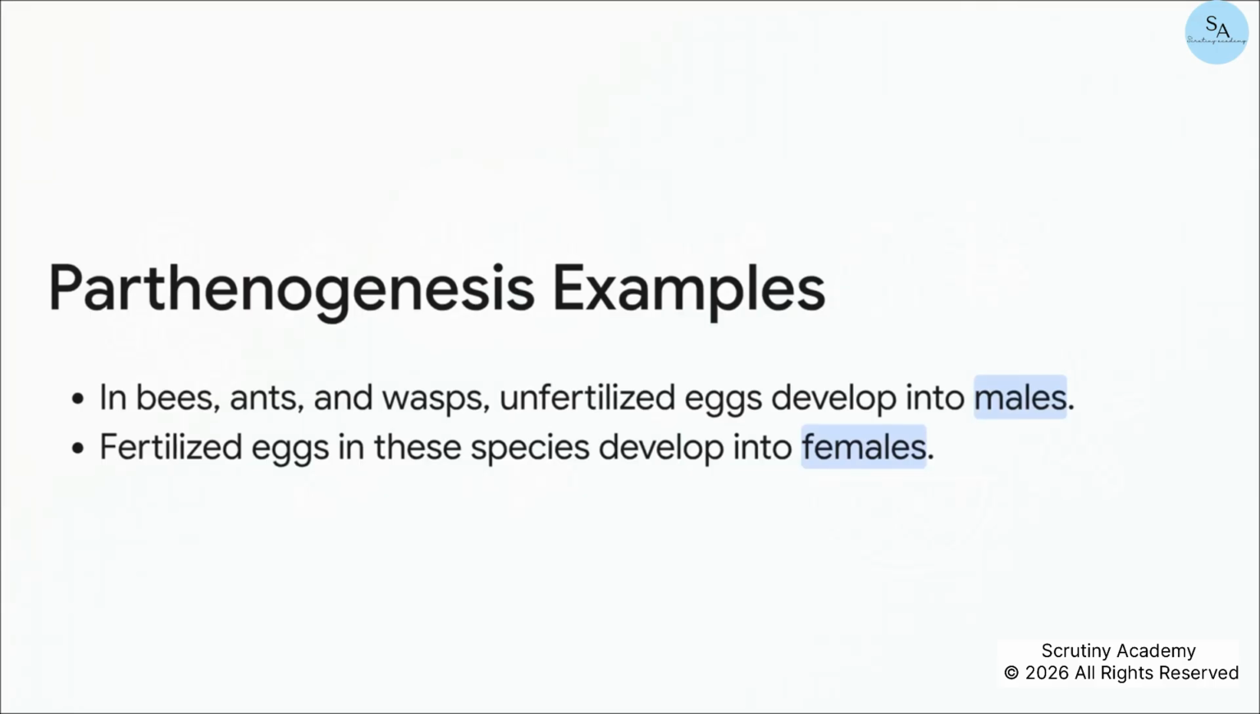And this is where it gets super interesting. In insects like bees, this process actually determines if the baby is a boy or a girl. The unfertilized eggs, they become the males, the drones. And the fertilized eggs, they become the females, like the worker bees and the queen. It's a pretty incredible system when you think about it.